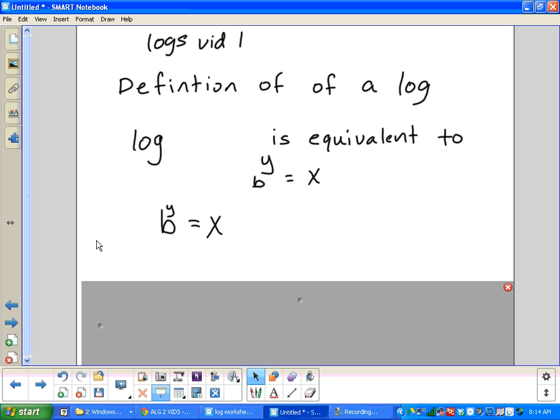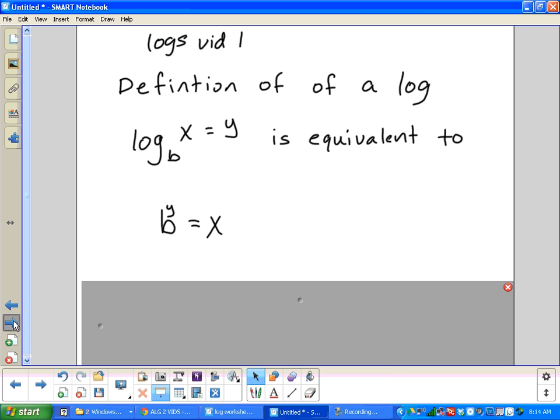Let me put it back in the right order here. This is my base, this is my logarithm, and this is my exponent. So I take that base and raise it to this power, and it is equal to that number. And that's what this says right here.